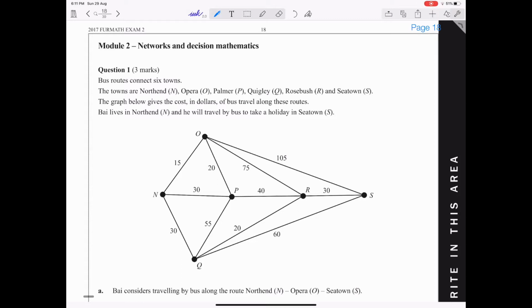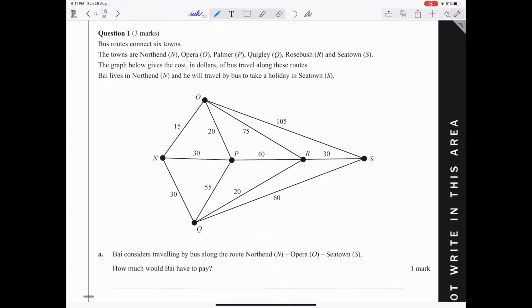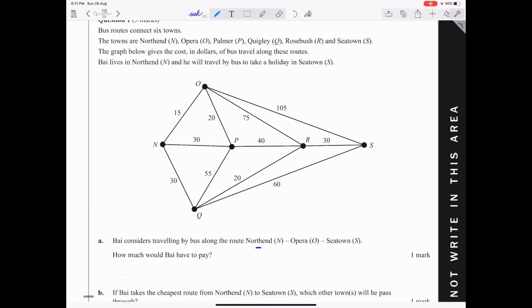Buyer lives in Northland, and he'll have to travel to take a holiday in Seatown. Buyer is considering travelling by bus along the route Northland, Opera, Seatown. How much would buyer have to pay? So he's gonna go through Northland to Opera, then to Seatown. So we know that the numbers on the edges represent the cost in dollars. So it costs him $15 to travel from Northland to Opera, and then $105 to travel from Opera to Seatown. So 105 plus 15 is how much you'd have to pay, which is $120. So therefore, that's how much you'd have to pay.